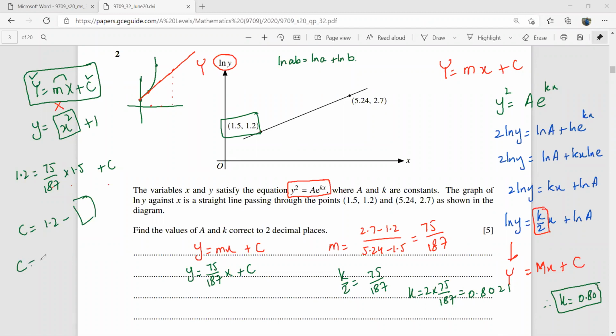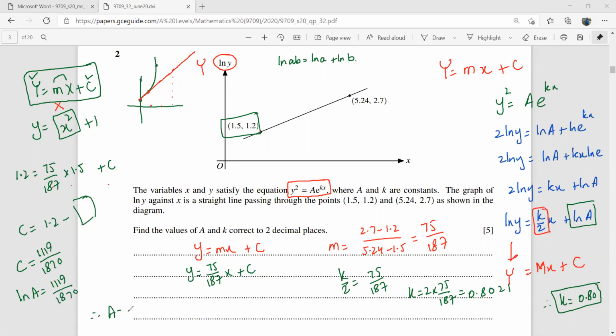So we have c equal to, I'm again going to write its exact value, because I still have to take its logarithm here. So this is 1119 over 1870. Now this c is your ln a. So this ln a is going to be equal to this, 1119 over 1870.